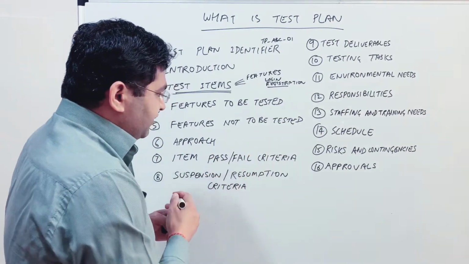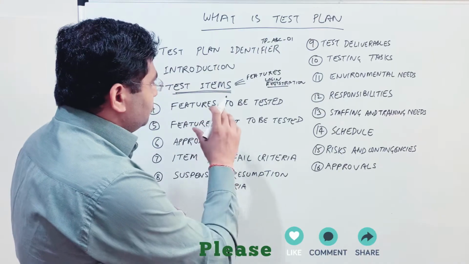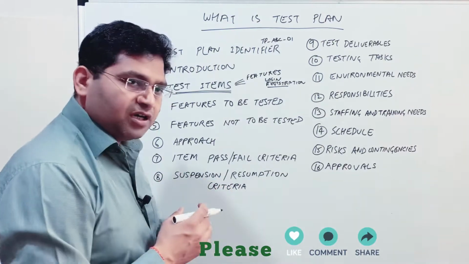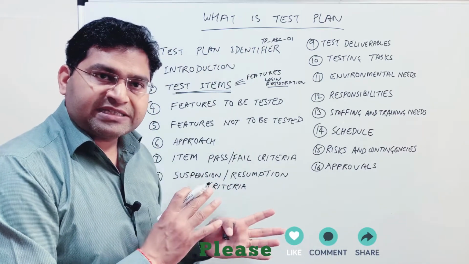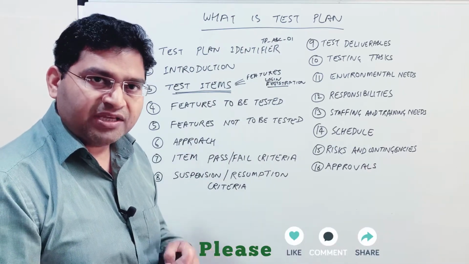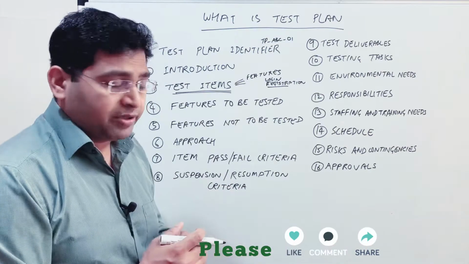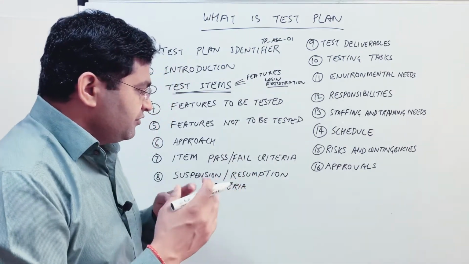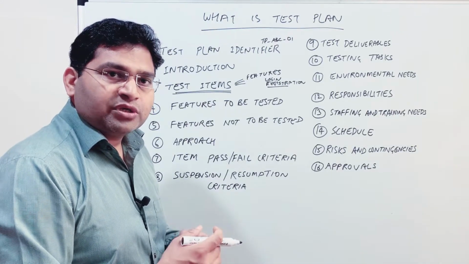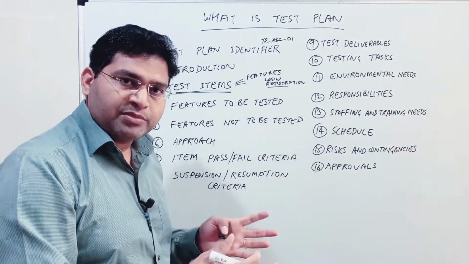Then you have item pass and fail criteria. This defines when an item, a particular module or feature, will be considered as pass or fail. Say for example, I have a module or a feature which has 15 test cases, and when all those 15 test cases are executed, there are 2 test cases failing which have low priority defects still attached to them, or still open. Then in the item pass and fail criteria, you define the criteria which mark the item as pass or fail. This is all as per discussion with the stakeholders or the members of the team.